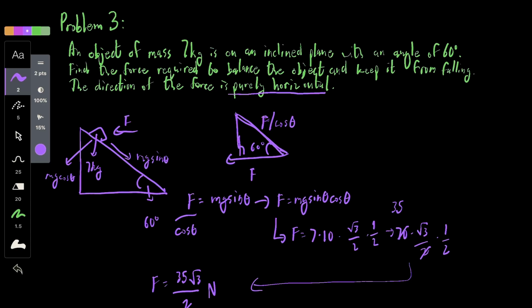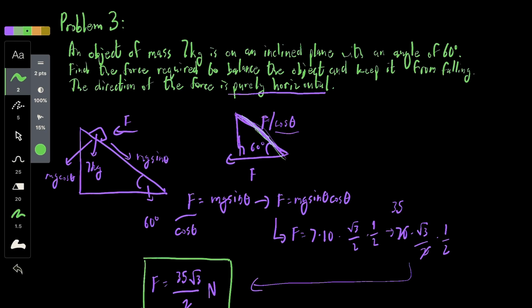Because since we have F divided by cosine theta is equal to the hypotenuse, and cosine theta is always less than or equal to 1, the hypotenuse is always greater than the edge length. So it makes sense why it would be F divided by cosine theta, as it's an adjacent side. This is equal to mg sine theta, and plugging it all in gives us a force of 35 root 3 divided by 2 newtons, and this is our answer.